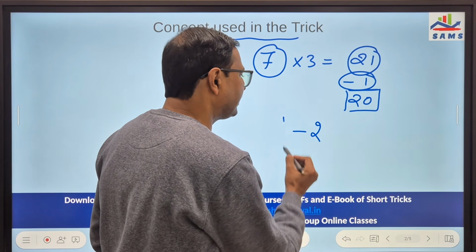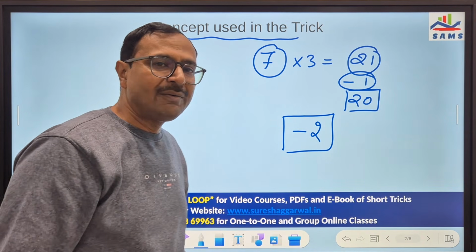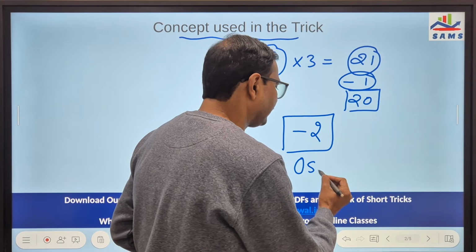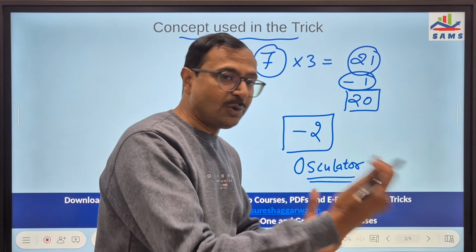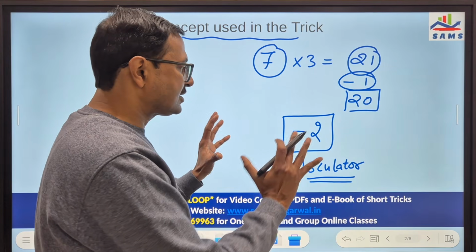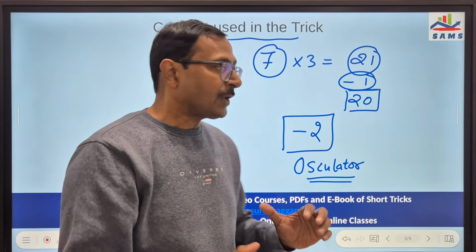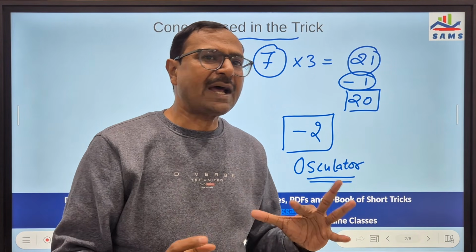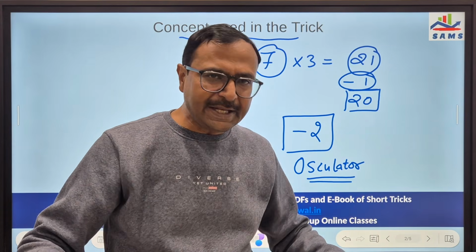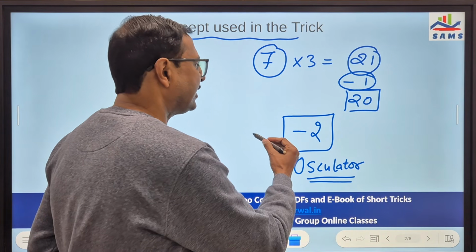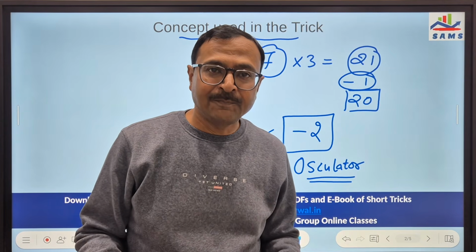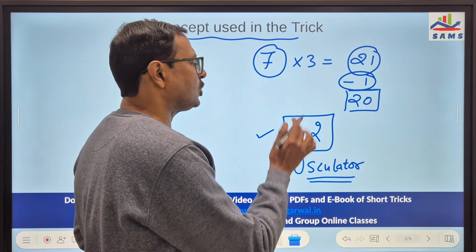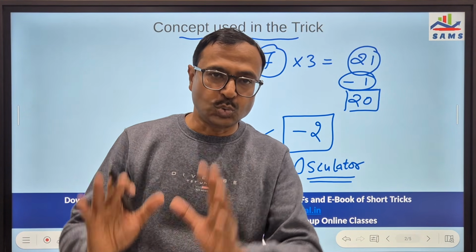So I have to remember this number, minus 2, which is known as an oscillator. Now what is an oscillator? You have to watch the next video, and that involves the concept of oscillators. And if you know oscillators, you will crack the divisibility rule of virtually any number. So for the time being, because I am focusing on the special divisibility rule of 7, let me just take up the oscillator minus 2.